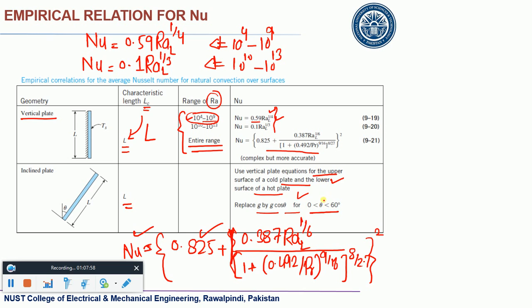Okay, once you find that Grashof number, and that theta where those relationships can be applicable, the theta ranges from 0 to 60 degree. If it is more than 60 degree, fine, you can use the relationships of a vertical plate. You can consider the plate to be vertical. Okay.